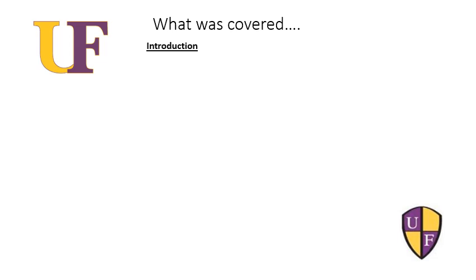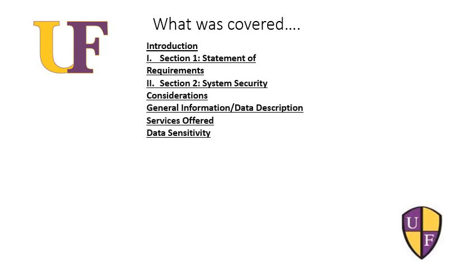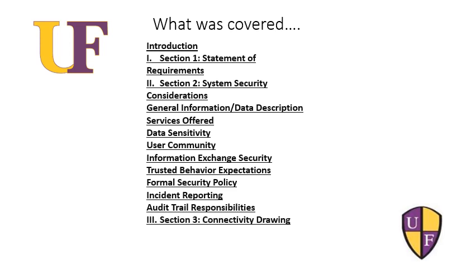So real quickly, I covered the statement of requirements, system security considerations including general information, data description, the services offered, data sensitivity and how that's managed, the community that's going to be part of the business transaction, how information exchange is going to be secured, the behavior expectations between the two trusted parties, what the formal security policy would be, how we would manage incident reporting on both sides of the transaction, what our obligations are for auditing the transactions, and then a drawing that shows this. Finally, how things are approved, and that would be with the signature authority.